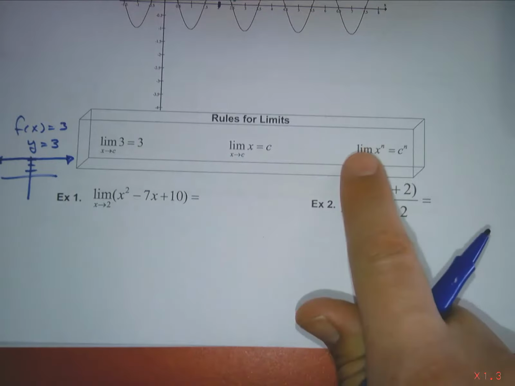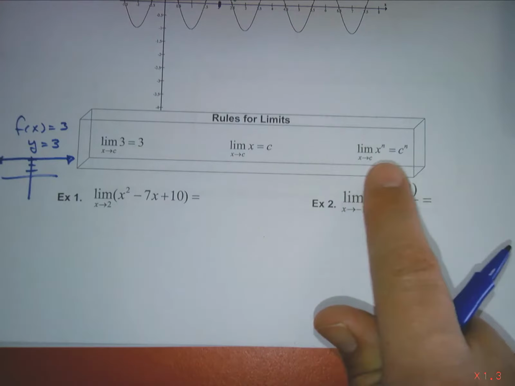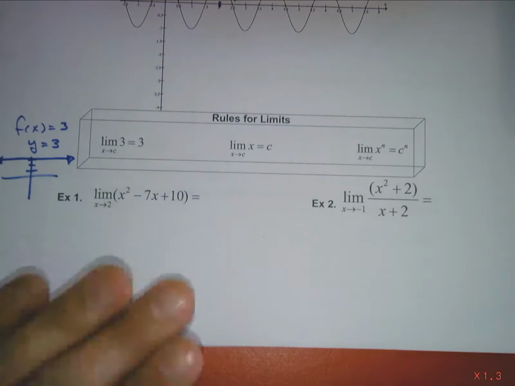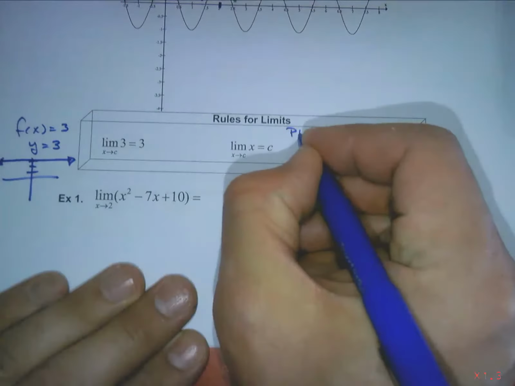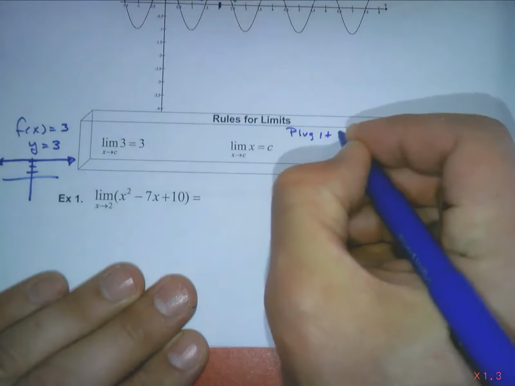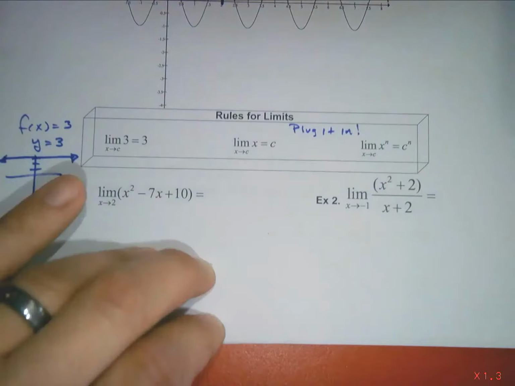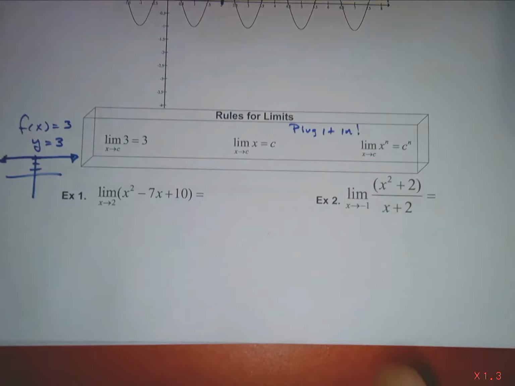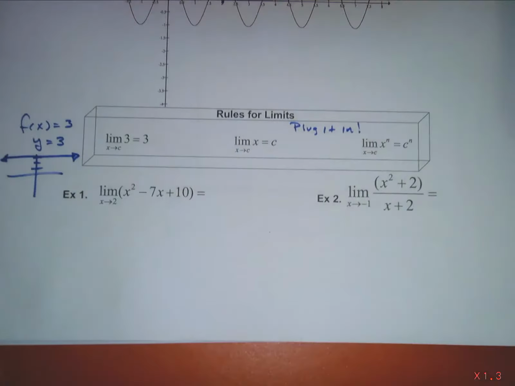Next one. Says here the limit of x as x approaches c is c. And this one says the limit of x to the nth as x approaches c is c to the nth. Basically, what this is just doing is plug it in, little plug and chug.